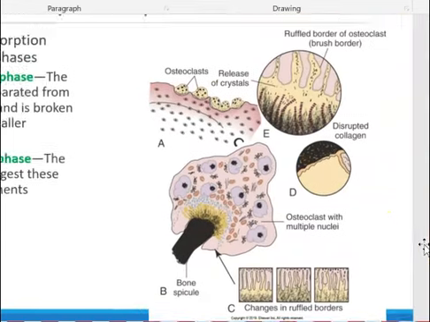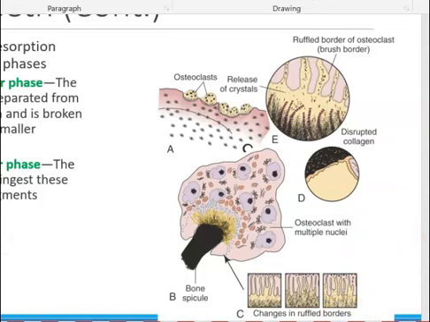And then the intracellular phase is, let's just adjust this on my end.